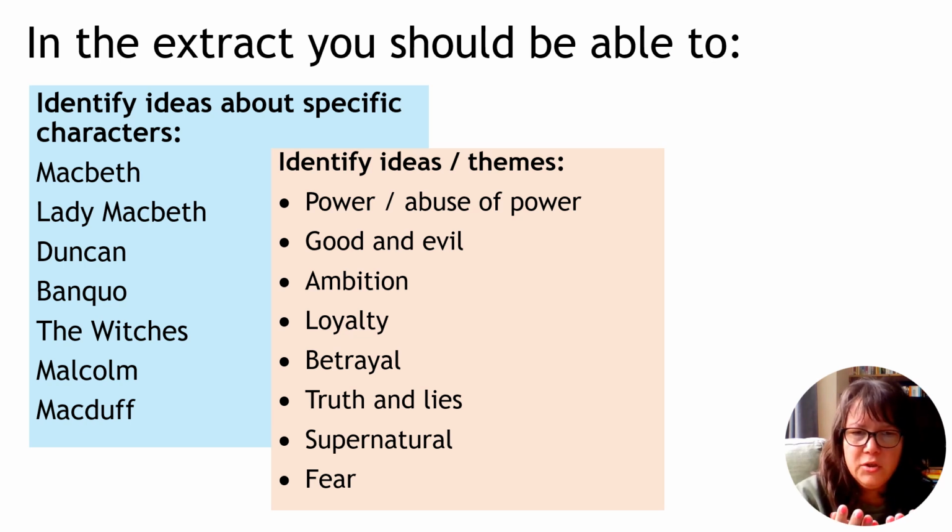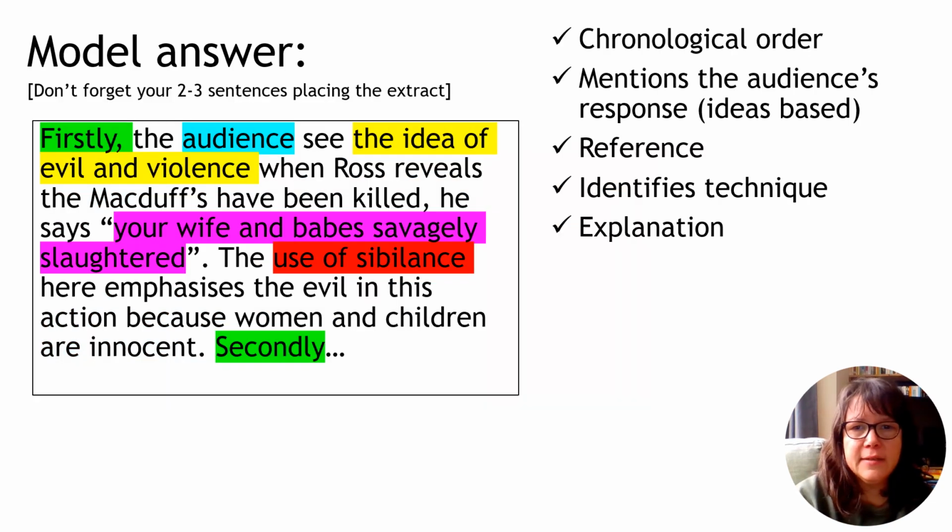Then one of the other things that you should be able to do with the extract is to identify some of the key themes that we know come up time and time and time again. Power and the abuse of power, the idea of good and evil, the idea of ambition and loyalty and betrayal, the supernatural, issues of fear. So you're looking for those ideas that you know exist in the play in your extract so you can talk about them. You're looking for changes in mood and atmosphere and relationships. You're trying to see how it is going to be presented as a drama piece and therefore enable you to reference the audience.